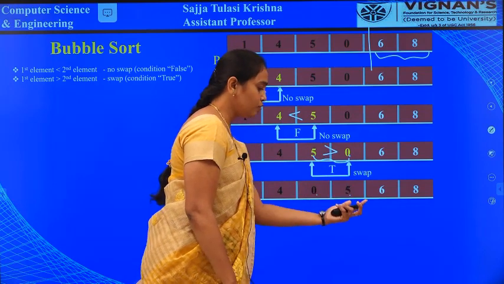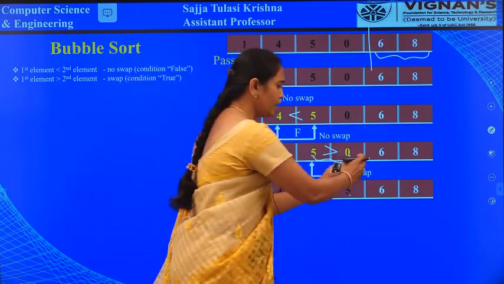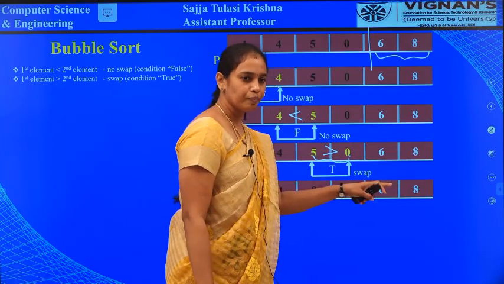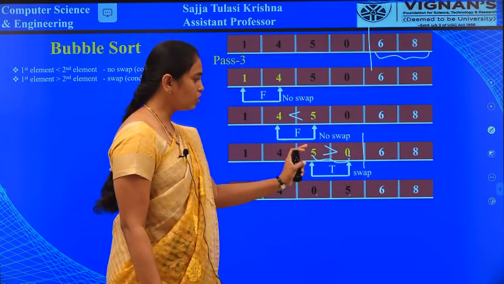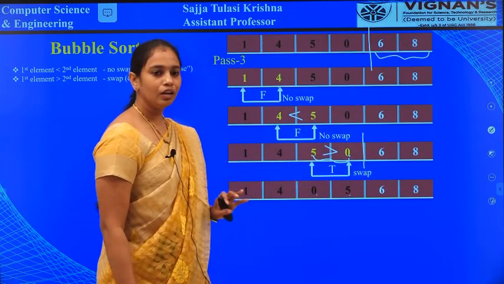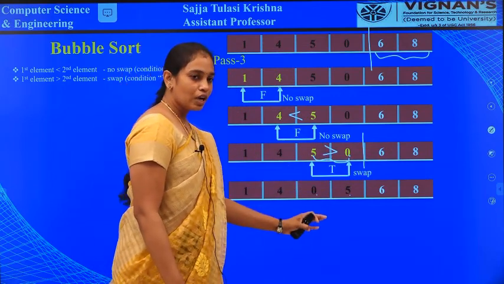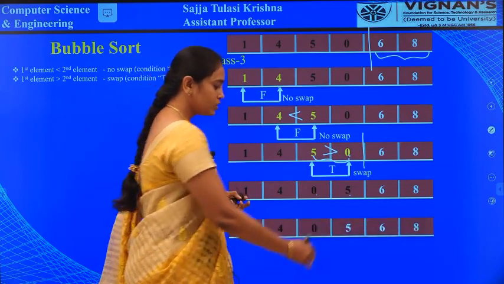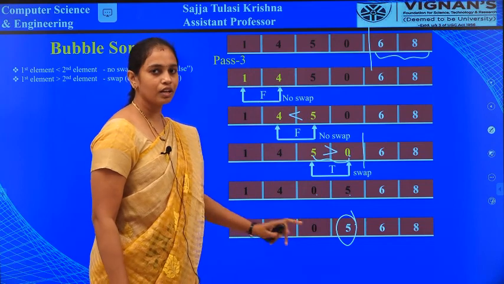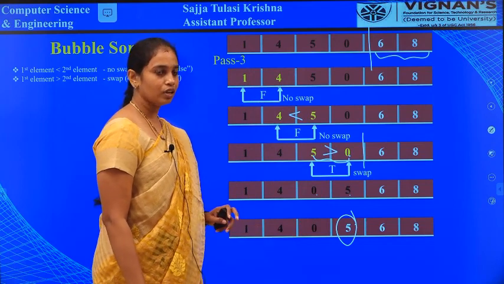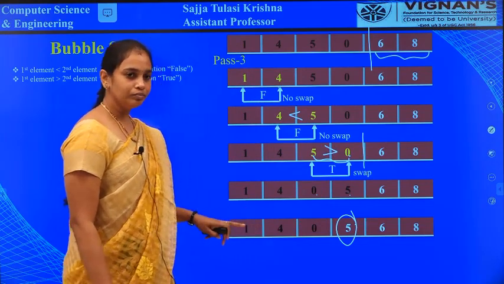So 0, 5. Are there any elements left to swap? No, because there is no need to swap these two elements. Those two are already in proper positions. So now what's happening? The third largest element is placed in its right position. Okay, so up to this, is it clear?